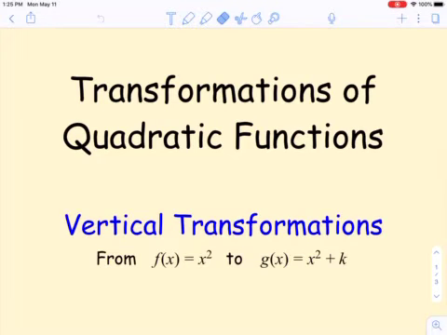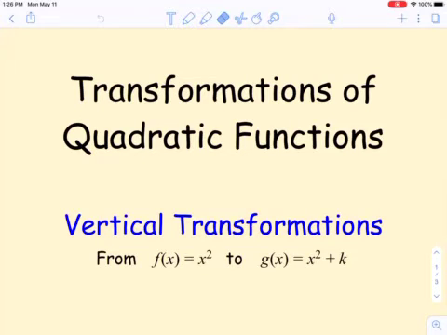Okay, so now that we know how to plot quadratic functions, and we've done that in the first lesson, we now have a bunch of videos on transformations of quadratic functions to go over. A transformation is just when you move something. If you took 8th grade math, you remember that there are rigid transformations and then there are non-rigid transformations.